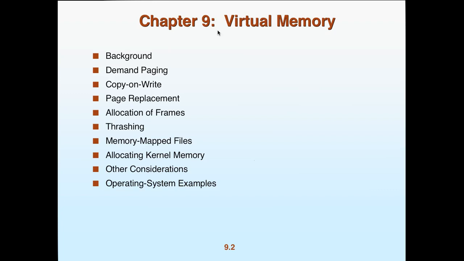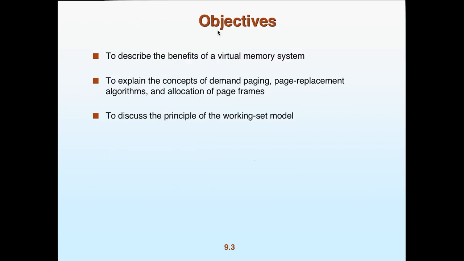I'll define virtual memory for you, the background information, look at demand paging. Look at Copy-on-Write, page replacement algorithms, and allocation of frames, along with the concept of thrashing, memory mapped files, allocation of kernel memory, as well as some other considerations and some operating system examples. So the objective is to essentially define what this virtual memory environment is and explain the concept of demand paging.